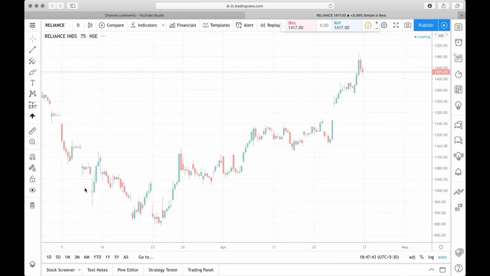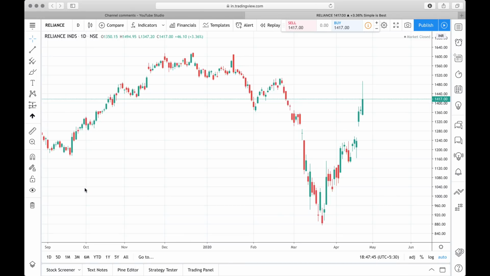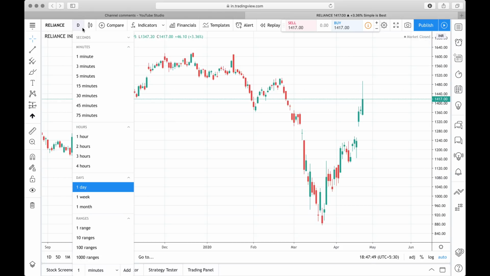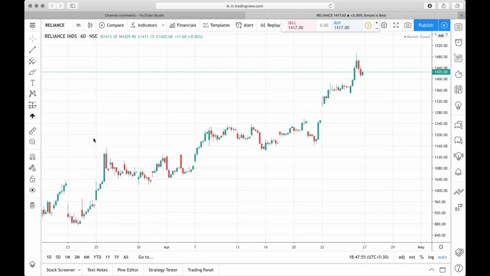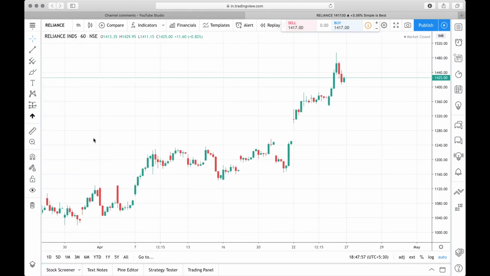And this is the daily chart. No issues with daily, weekly and monthly. Now, if you go to lower time frames, let's say the conventional hourly chart, let's try and understand.